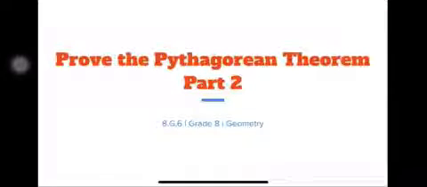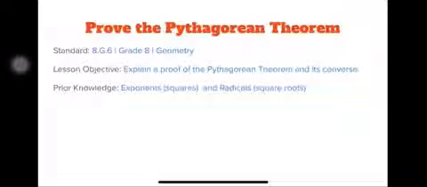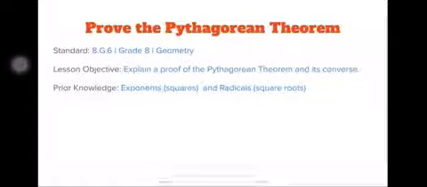Prove the Pythagorean theorem, Part 2. Standard, 8th grade geometry number 6. Explain a proof of the Pythagorean theorem and its converse. Prior knowledge needed, exponents, and radicals.